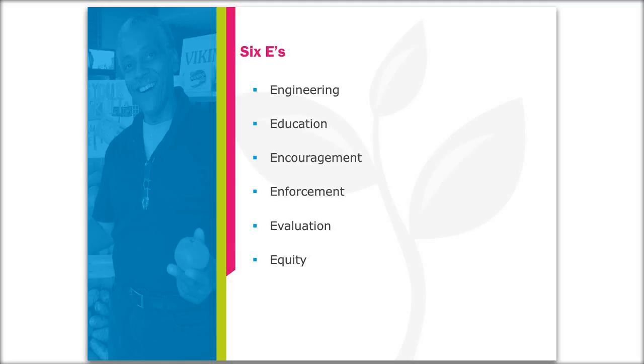Evaluation is another important component of the Safe Routes to School program that can be incorporated into each of the other E's. Collecting information before and after program activities or projects are implemented allows communities to track progress and outcomes and provide information to guide the program development moving forward.